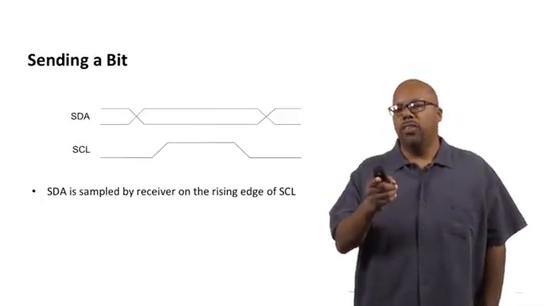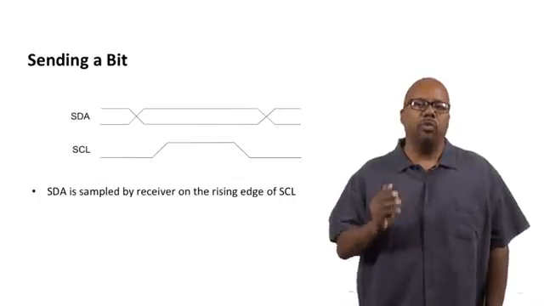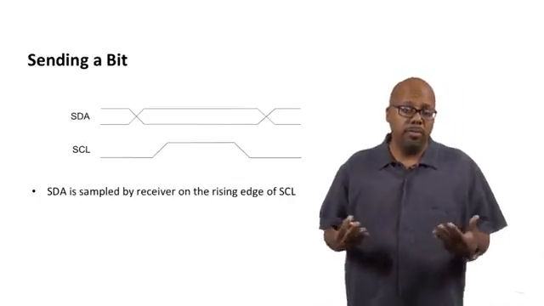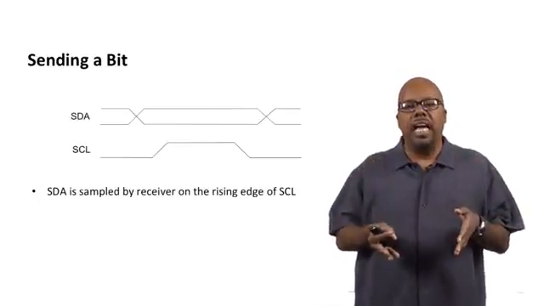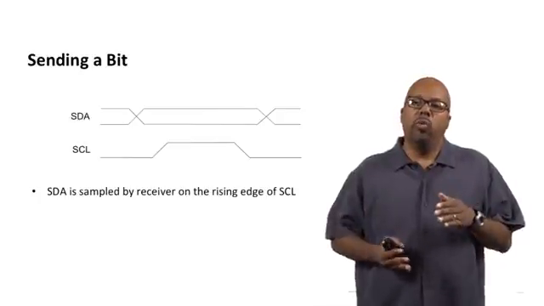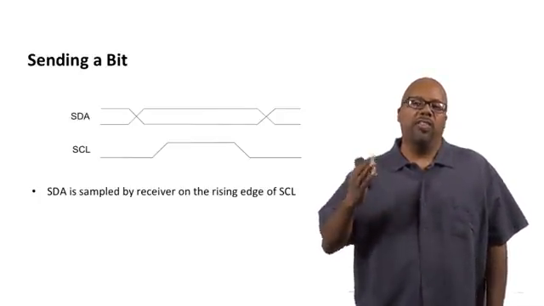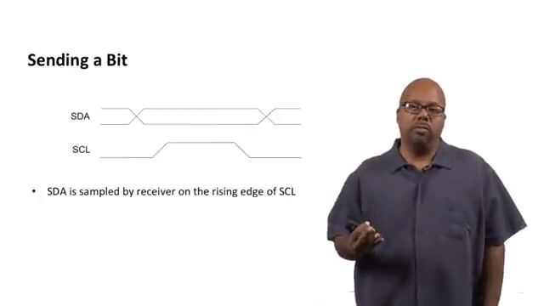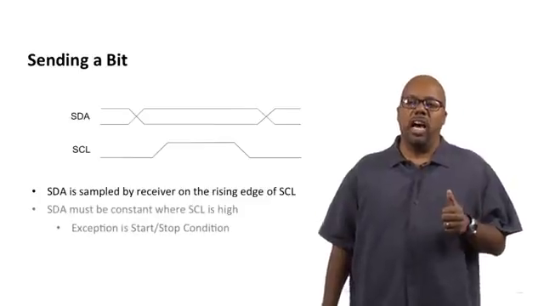So you see that where the SCL line goes from 0 to 1, the value of SDA at that time is what counts. So the sender, the master, whoever's doing the transmission, has to apply a value on SDA before the SCL goes high and hold it while SCL is going high, right? And then that is the value that the receiver is going to accept. So SDA is sampled by the receiver on the rising edge of the clock.